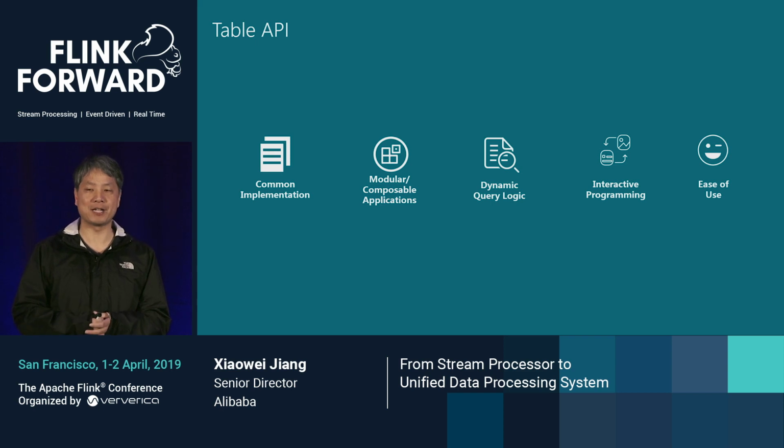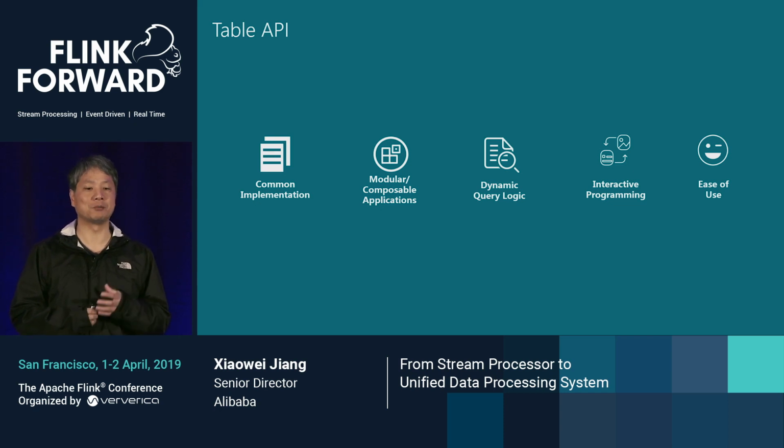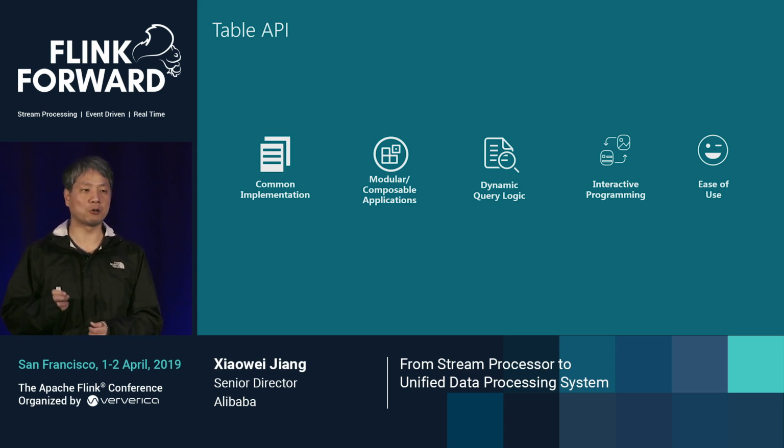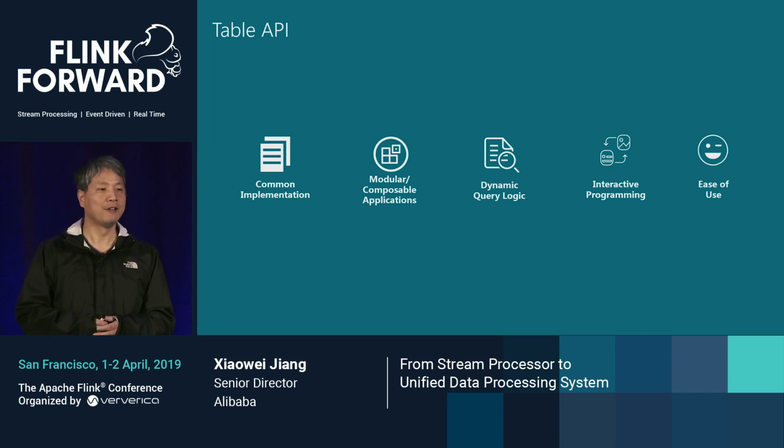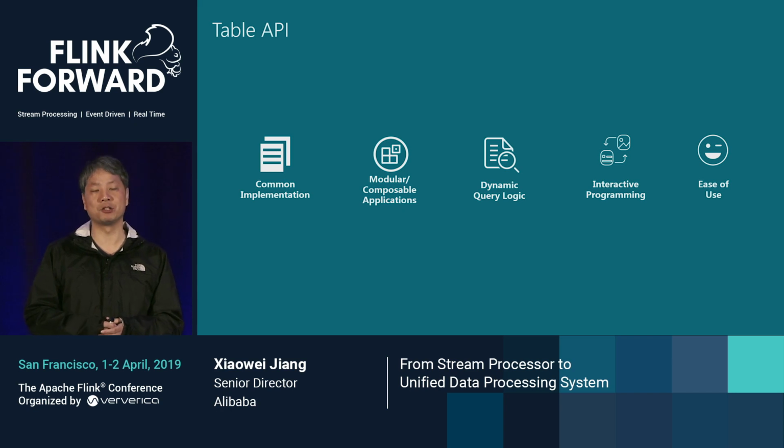Sometimes when you write your applications, you may find it's necessary to compose your queries dynamically. Instead of concatenating strings in SQL, you can use Table API to do that in a more elegant and more readable way. We also added support for interactive programming, which allows you to submit some queries, get the query result, and look at the query result before deciding which query to submit next. Flink will cache the necessary intermediate result to avoid unnecessary recomputation.